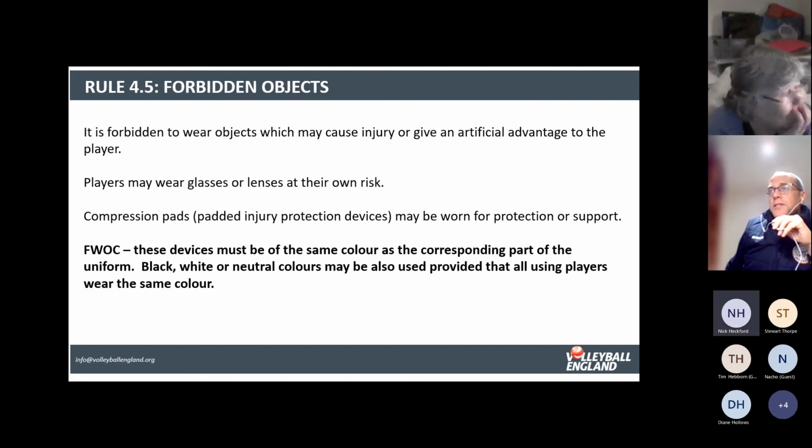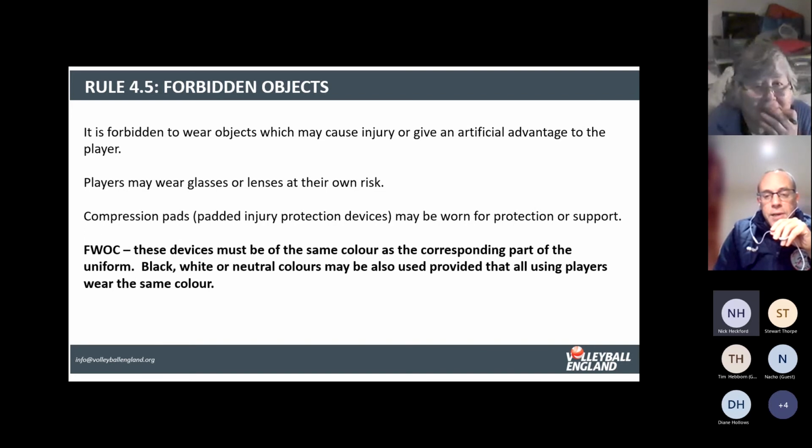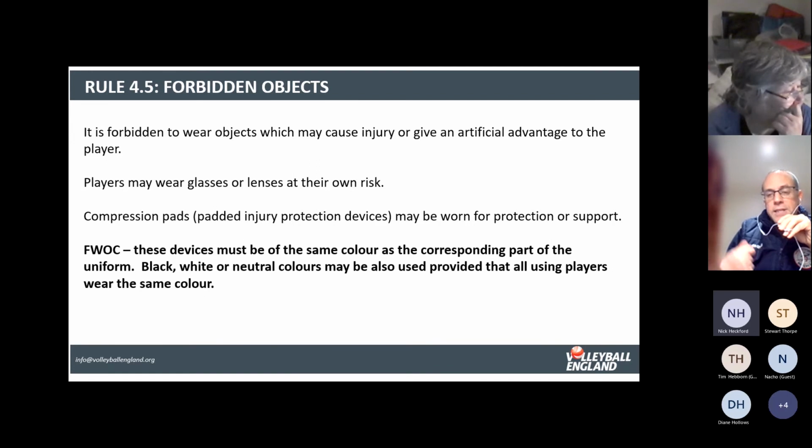Forbidden objects. Okay, so it's forbidden to wear objects which may cause injury or give artificial advantage to a player. Players may wear glasses or lenses at their own risk. So let's just cover those two bits first. So this is when you're looking at the teams warming up and you spot the amount of jewelry which is being worn by players, rings, for example, and you need to just remind the coach or the player to please remove the jewelry. If it can't be removed, it needs to be taped, just so that it doesn't cause any possibility of injury to the player or to other players.